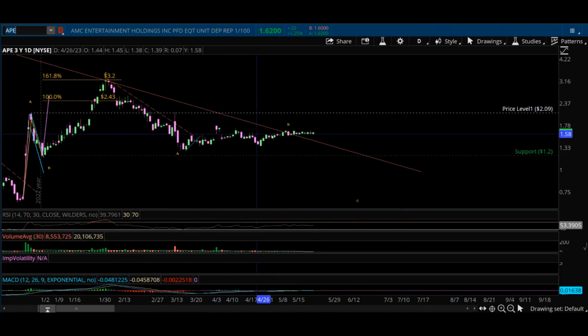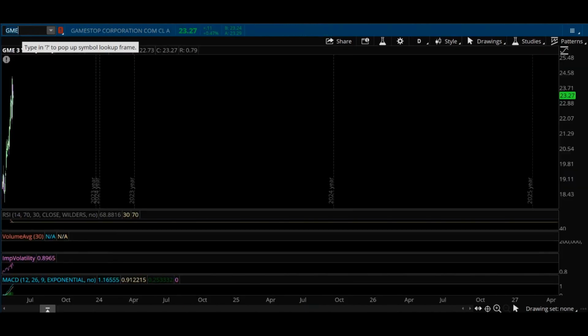Ape is like completely flat. I just think people aren't trading it. This is just gonna sit here, hopefully. Wave B, just extending sideways. Looks weird. Ape, what are you gonna do?